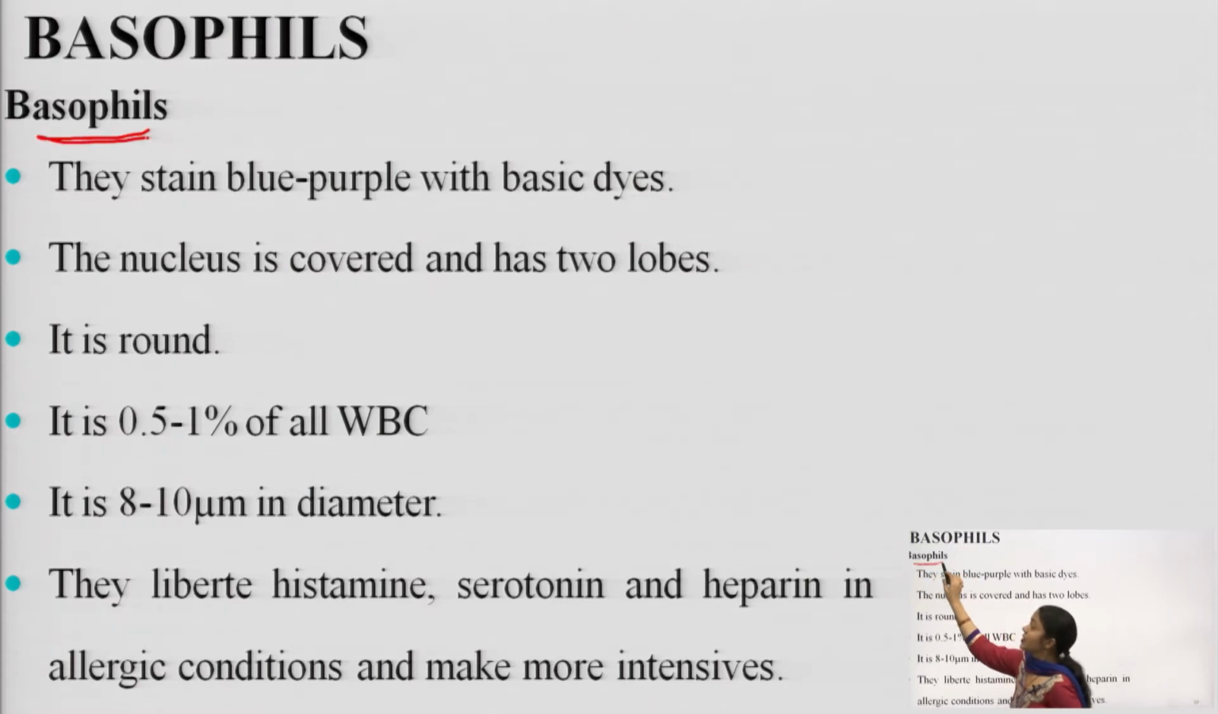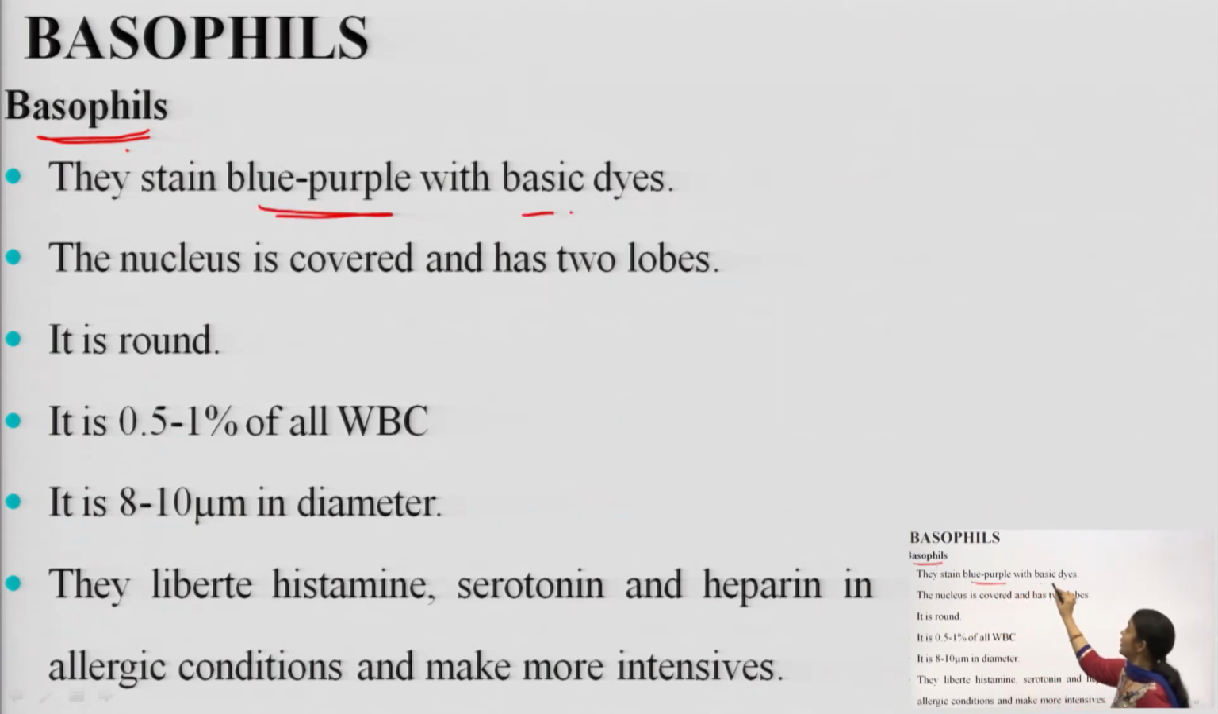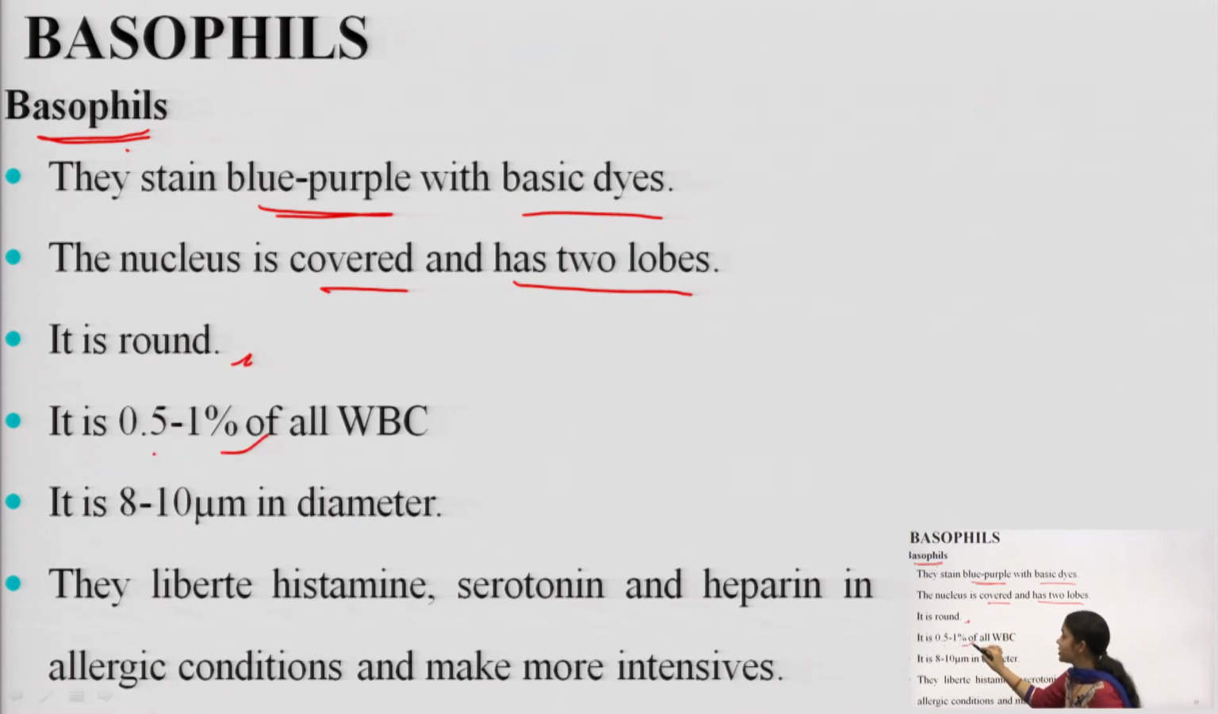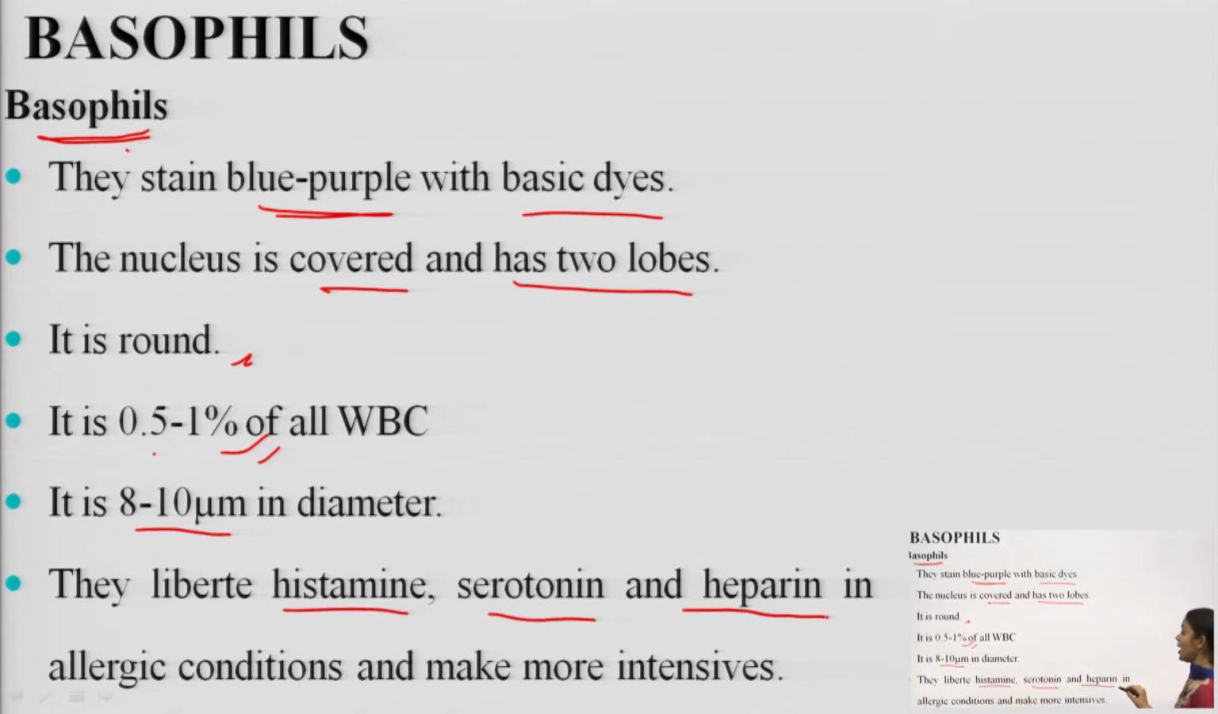Basophils are stained with the basic dye. They are stained with the methylene blue dye and that's why they are called basophils. They stain blue-purple with basic dye. The nucleus is covered and has 2 lobes. It is round. They are 0.5 to 1% of all WBCs. They are 8 to 10 micrometers in diameter, and they liberate histamine, serotonin and heparin in allergic conditions and make it more intensive.